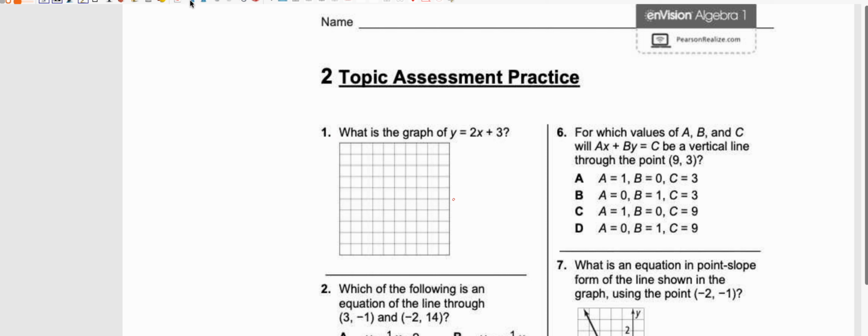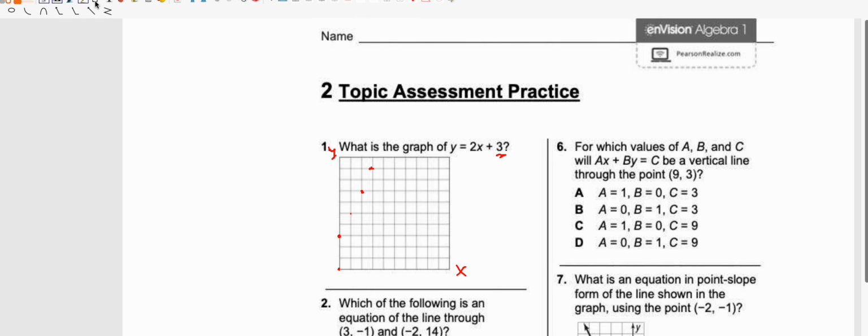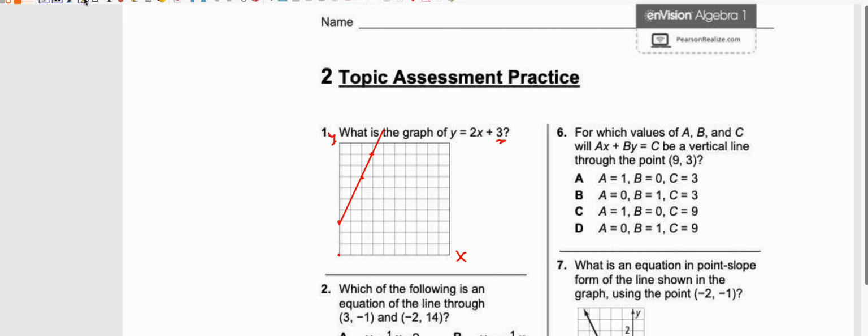So this one, I'm okay with this one being, that's your x and that's your y. So y equals 2x plus 3. If this is 0, 0, then we'd go 1, 2, 3. That's our y-intercept, right? And then a slope of 2 would be up 2, right 1, up 2, right 1, up 2, right 1. And so that works for this graph, okay? Does that make sense? All right. So you need to be able to graph a slope-intercept equation.